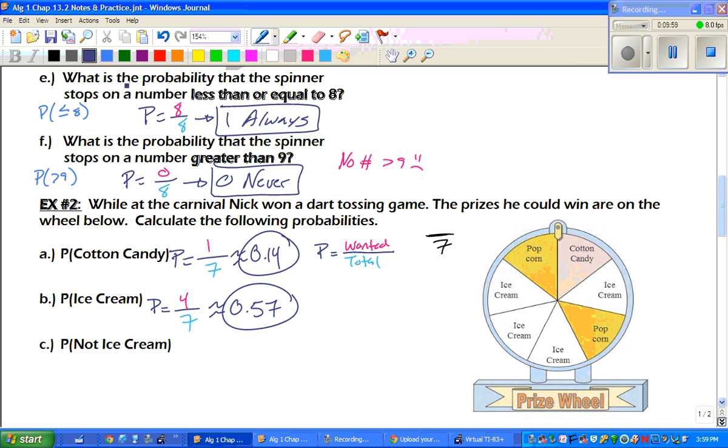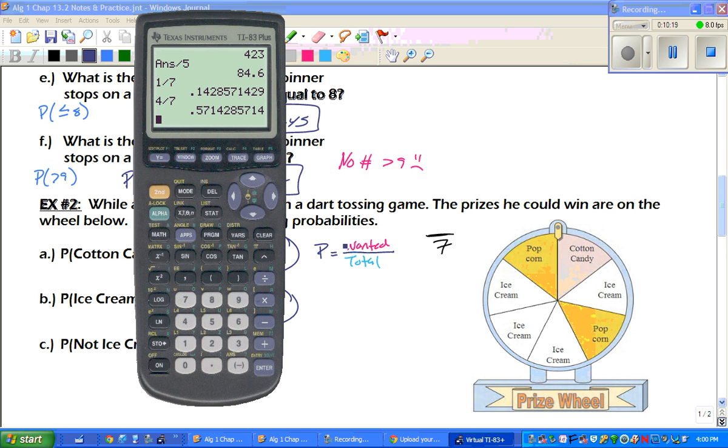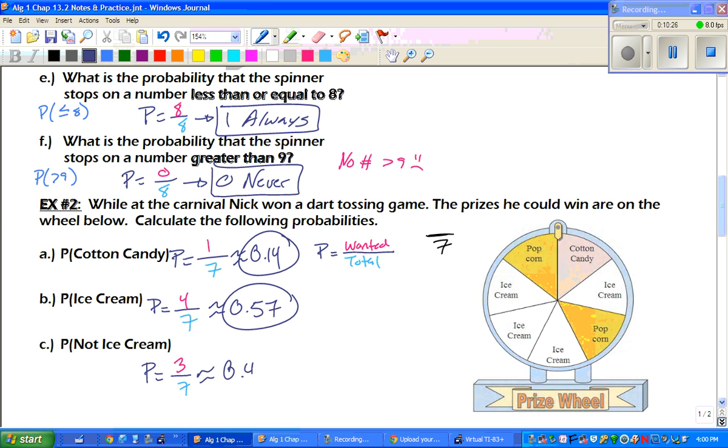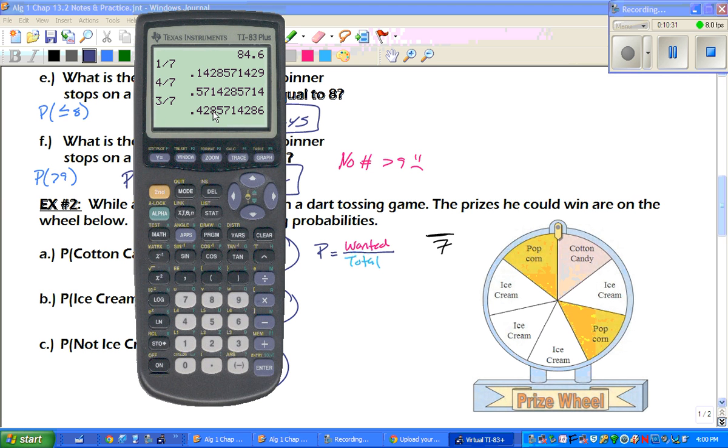Okay, and now what's the probability of getting anything besides ice cream? So he doesn't want ice cream. Okay, well, he can get popcorn, cotton candy, or popcorn. So how many is that? That is 3. Can you reduce that? Nope. And so 3 divided by 7 gives us a total of 0.4 what? Okay, it's 0.43 because that 8 tells us that we need to go up. Okay?